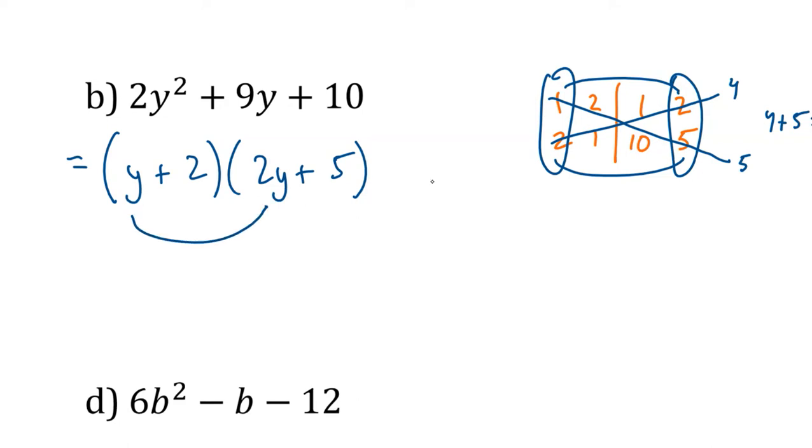Y times 2y is 2y squared. 2 times 5 is 10. 5y and 4y is 9y. Check your answer. Why not?